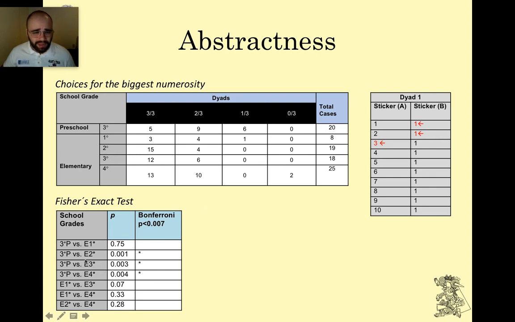So there are actually statistical differences between preschool children and elementary children, with this exception of first grade, while between elementary grades, we cannot see this difference. So this tells me that preschool children are basing many of their choices on a concrete characteristic, which would be the immediate biggest numerosity.